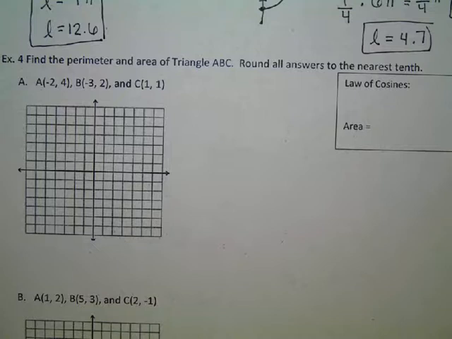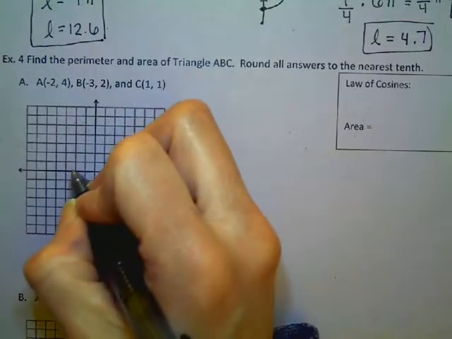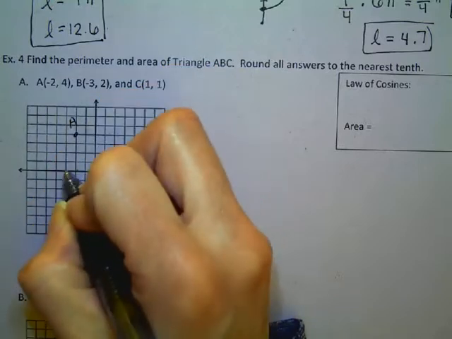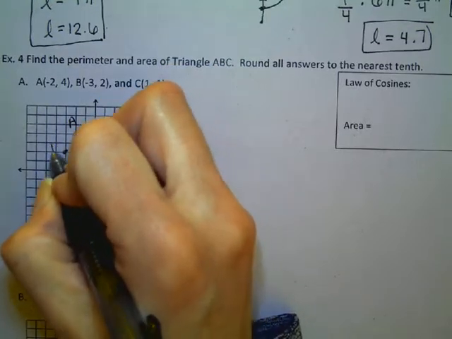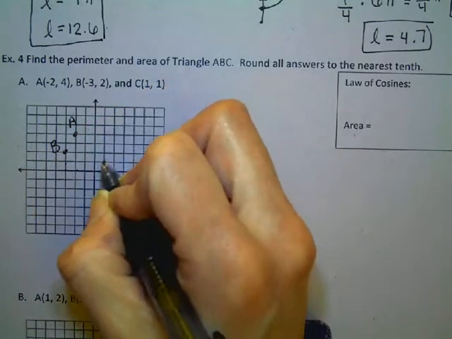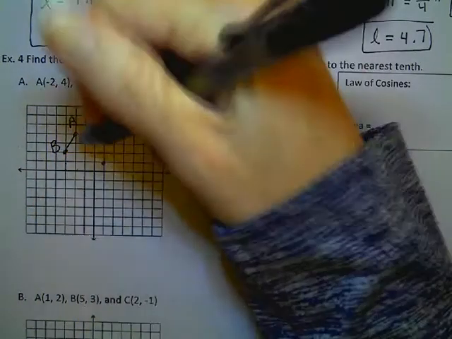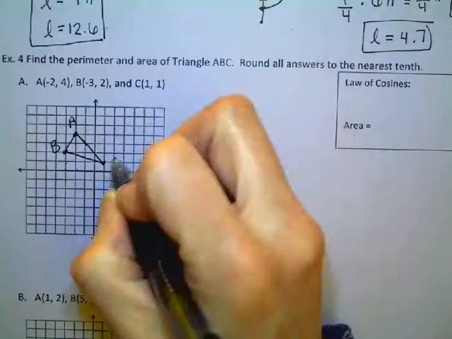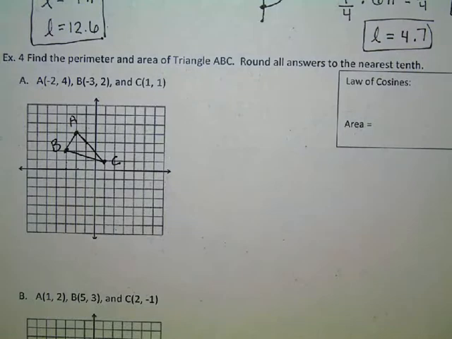Alright, next one, find the perimeter of the triangle ABC. Now this one's a little bit more unique, so let's go ahead and draw it and I'll explain why. A is negative 2, 4. C is 1, 1. What makes this one unique is we have no straight lines, which means we have no way to find the height in order to do 1/2 base times height to get area.